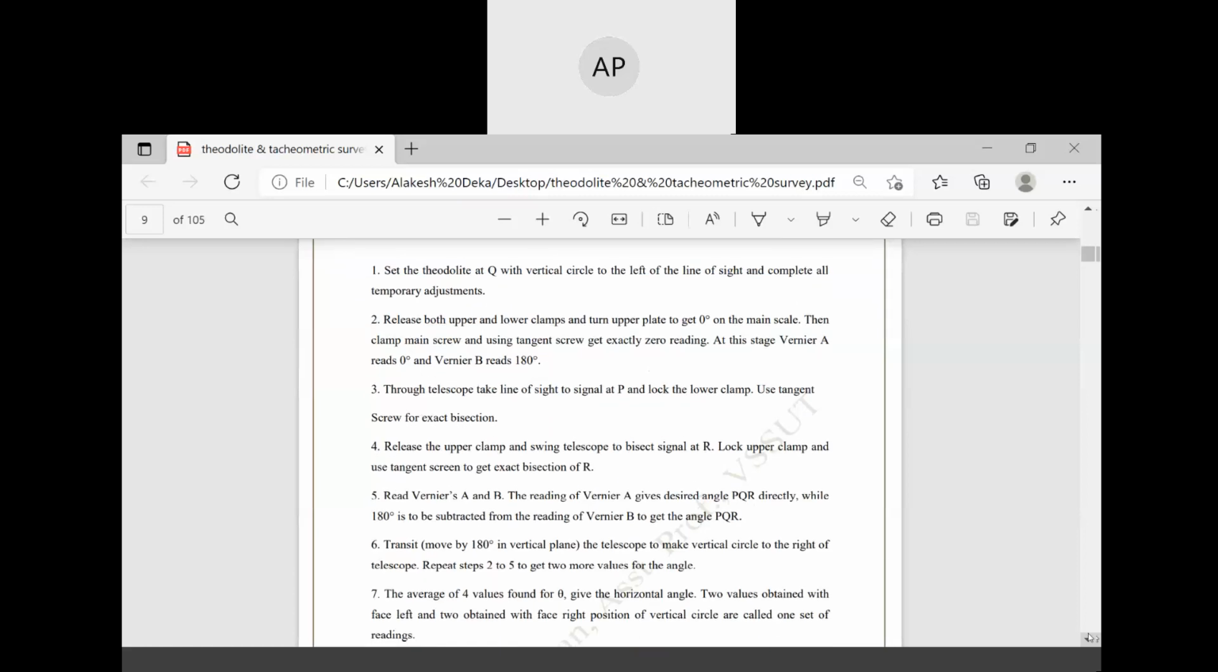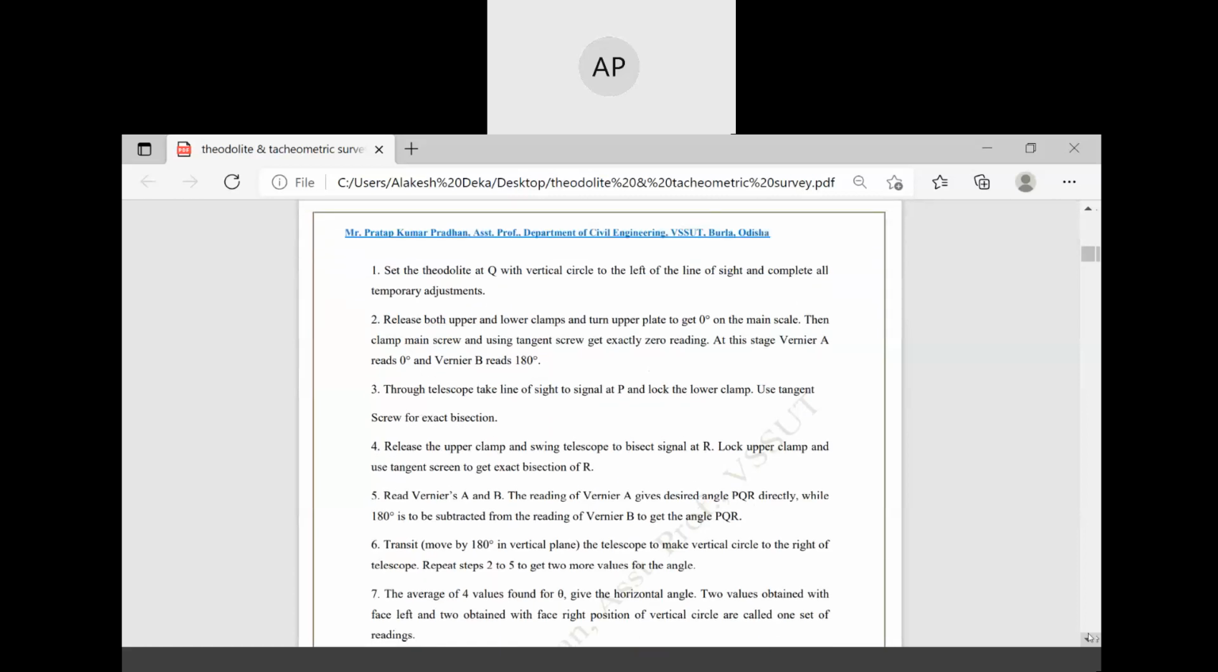Generally, before taking the measurement, you should know how to rotate the telescope, how to use the telescope. It should be properly leveled, otherwise there may be a lot of errors. Read the vernier A and B. The reading of vernier A gives the desired angle PQR directly, while 180 degrees is to be subtracted from the reading of vernier B to get angle PQR.